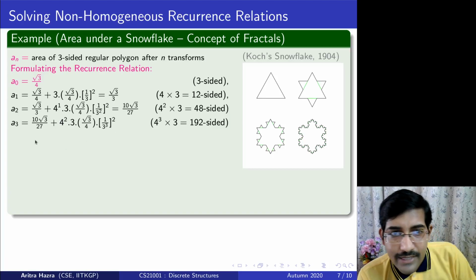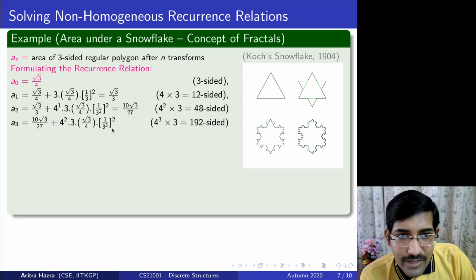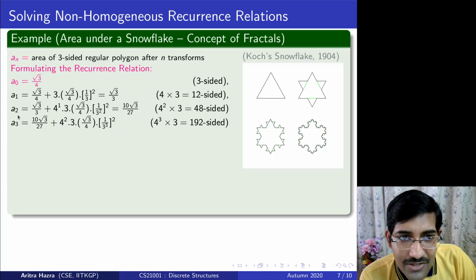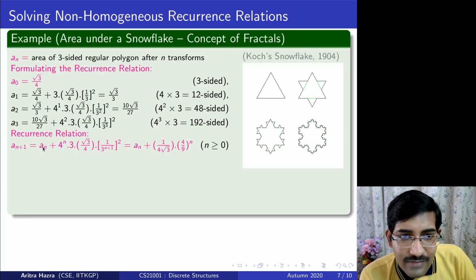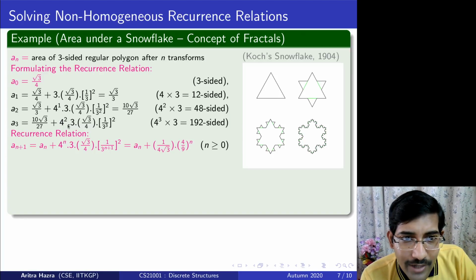So finally you can now guess what my recurrence is. It is A3 equal to A2 plus 4 square into 3 into this. This is again n, this is n minus 1. Here it is: An plus 1 equal to An plus this. Look at the last one and try to figure out the common generic form.